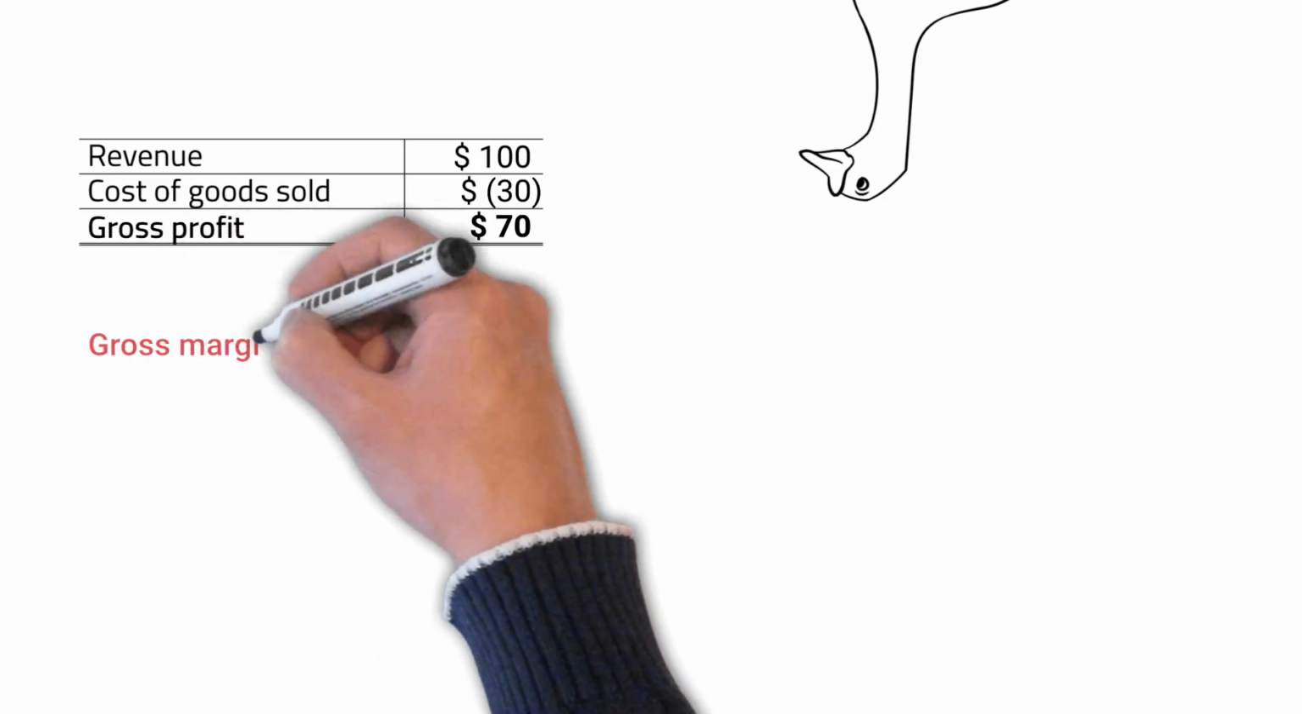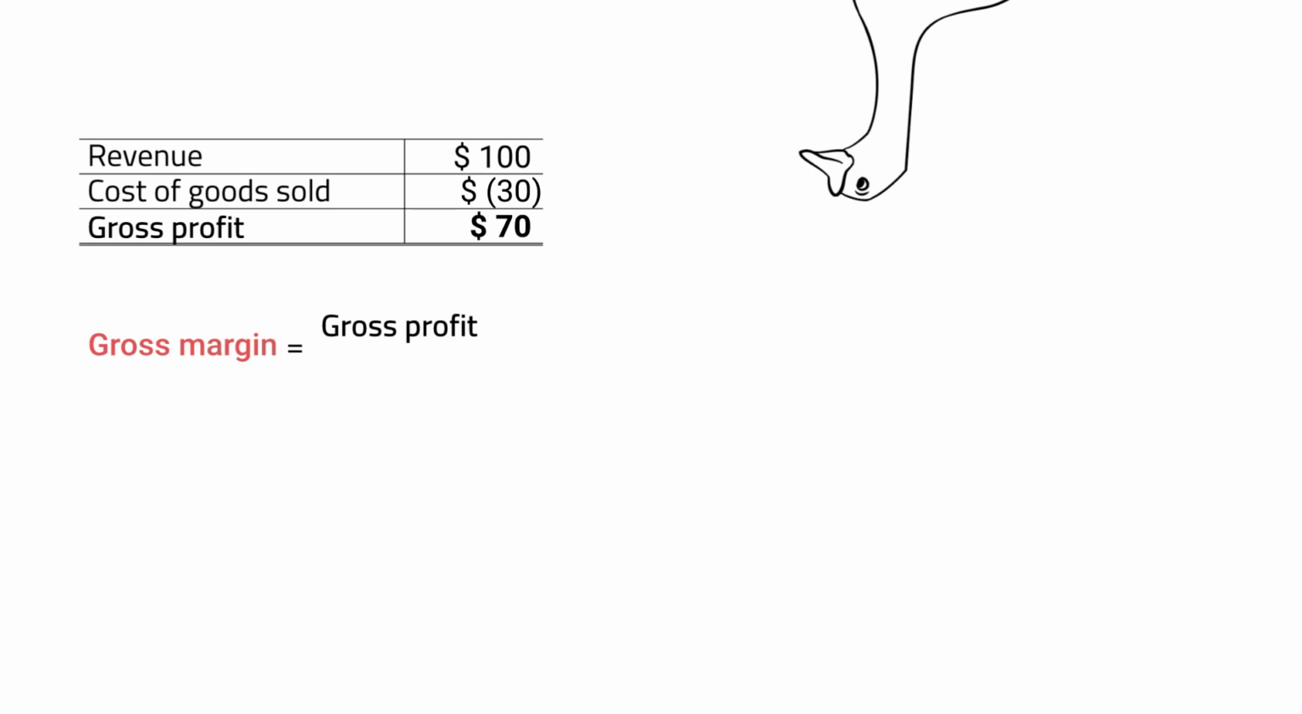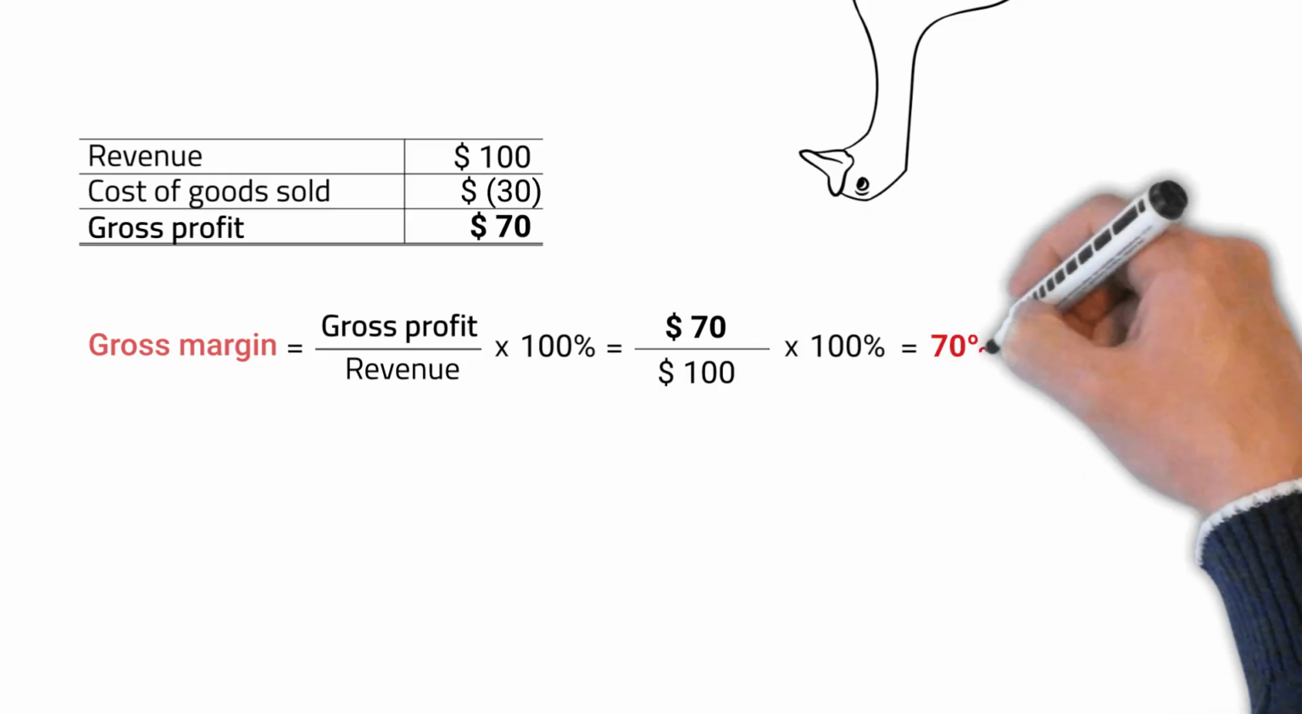For example, with revenue $100 and costs of $30, your gross profit is $70. What is the gross margin? Gross margin will be gross profit of 70 divided by revenue 100 and times 100% to get to percentages. The result is 70%. Not bad.